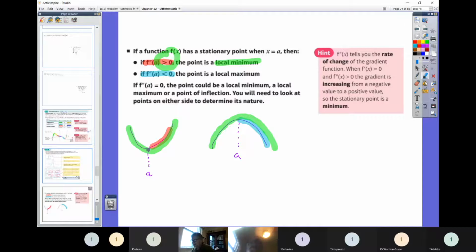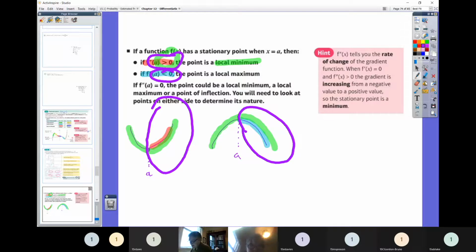So another way, a shortcut, is to just think about what's happening on the second half of the graph, if you like. It's the second differential, so just consider the second half of the graph. On that first one there, the second half of the graph is going upwards, that's when it was greater than 0. On the second one, where it's less than 0, the second half of the graph is going downwards. That's the local maximum, okay?